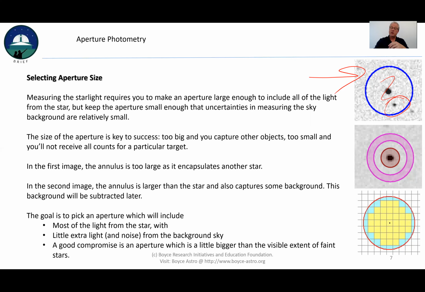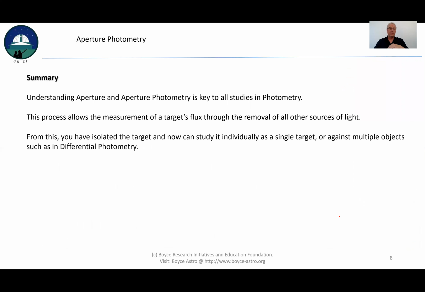So in the first we see it's too large. In the second one, it is just right. We have the star and then just the background in the outer annulus. This shows an example using graph and pixelized type view of what it should look like. The star in the middle with some background sky on the back.